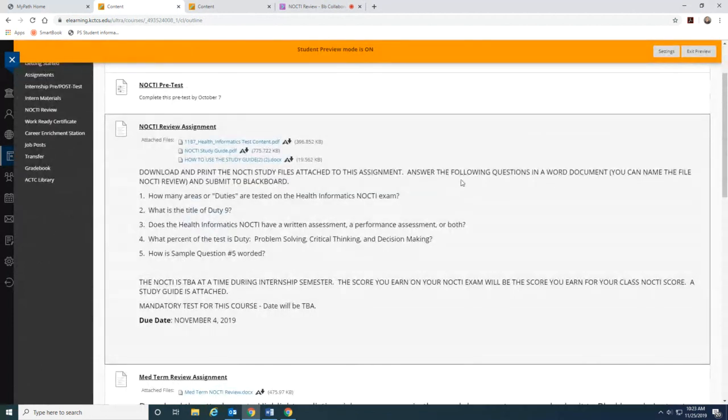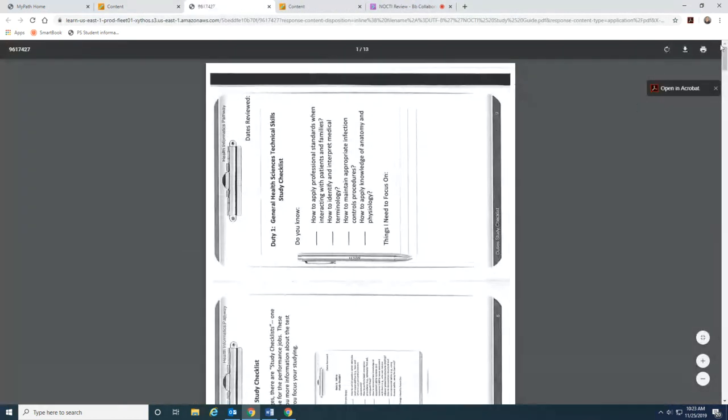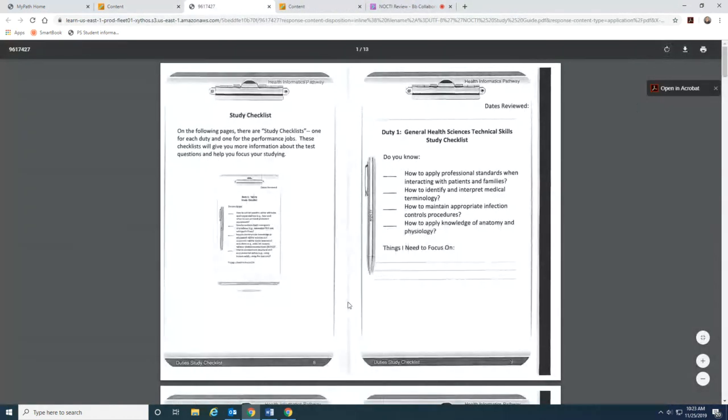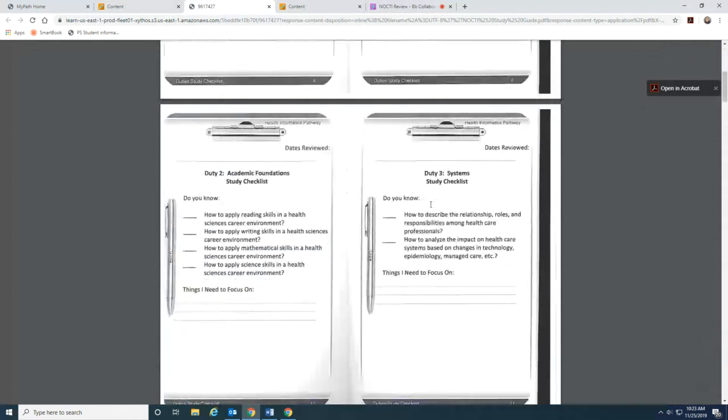You've done the pre-test, you did the NOCTI review assignment, which is where I wanted you to take a look at the study guide. Now I am going to pull up the study guide here, and let me rotate it. So this shows you the different areas of the test. One of the areas is general health science technical skills, and it has a checkoff of things that you need to know about or be familiar with.